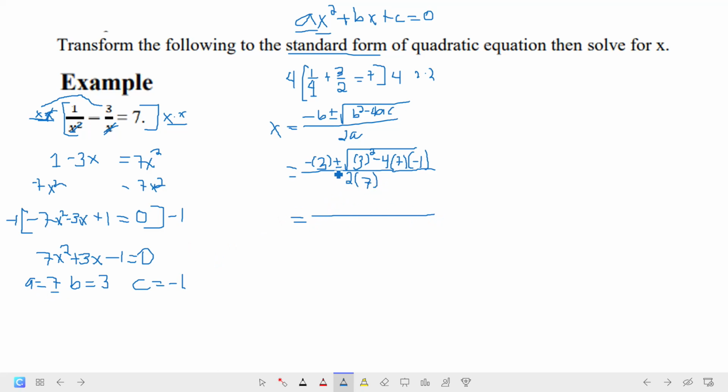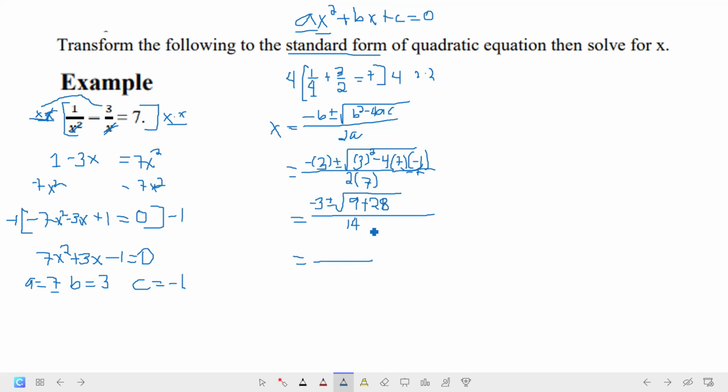Simplify. So negative times positive is negative. So that's why this is negative 3. Plus minus square root of 3 squared is 9. Okay, so let's do this first. 7 times negative 1 is negative 7. Negative 7 times negative 4 will give us positive 28. Sorry, that's 28. Okay, so 2 times 7, that will give us 14.